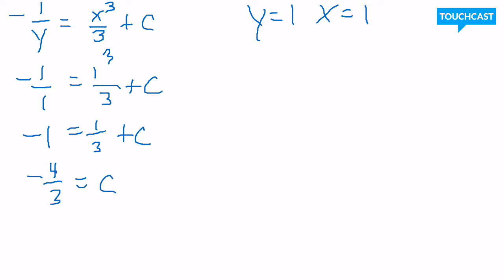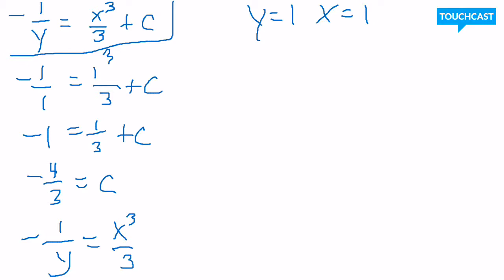I'm going to go back to this top equation that I had, and I'm going to replace c with negative 4/3. So here I have negative 1 over y equals x cubed over 3. Instead of plus c, I'm going to write minus 4/3. And then last step, I'm going to take that equation, which at least has no c in it anymore. I'm going to try to isolate the y.